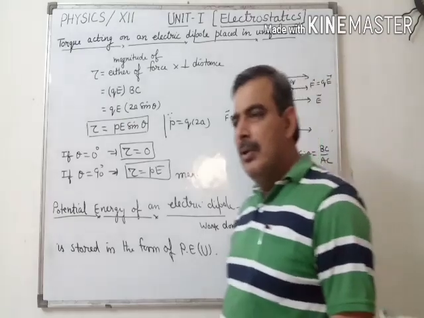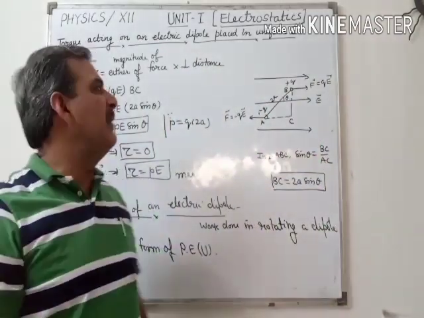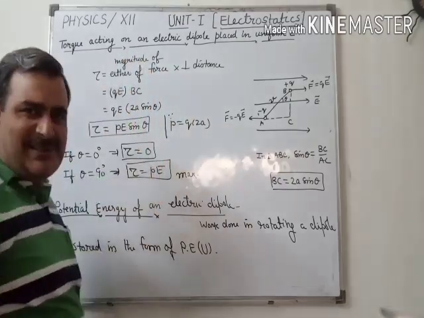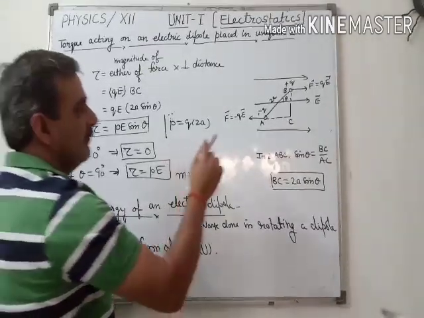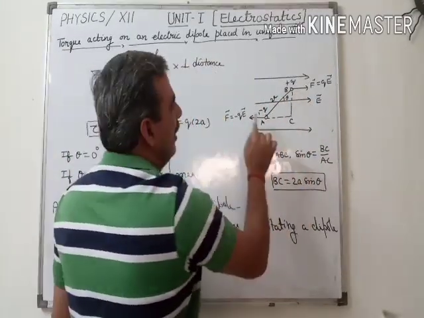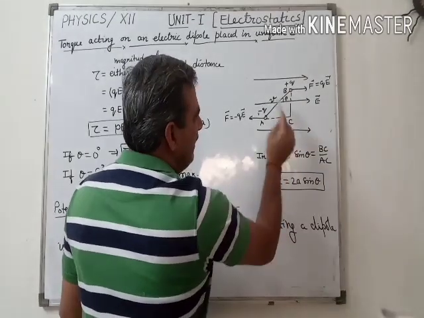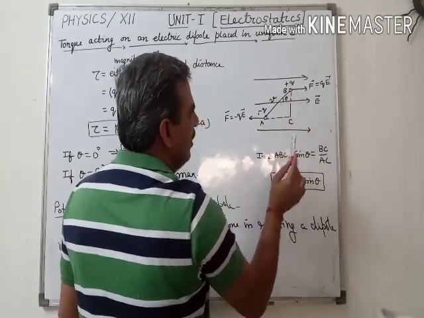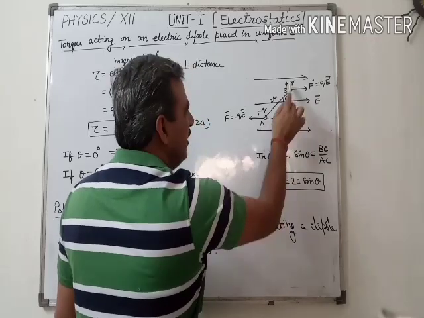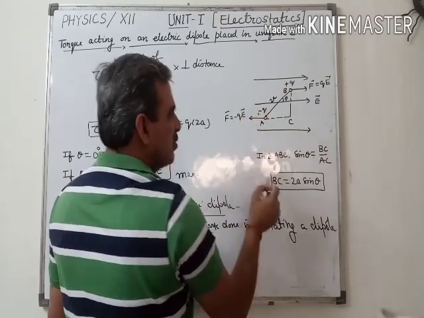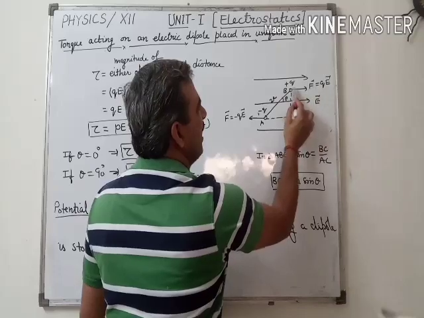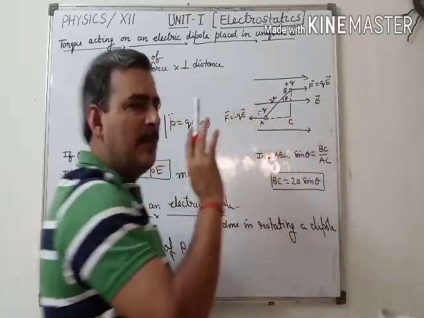As we know, torque is defined as simply the product of the magnitude of either of the forces and the perpendicular distance. From this figure you can easily get this perpendicular distance BC. How? In this triangle ABC, if you use sine theta, if this is theta, this is also theta. Sine theta is perpendicular over hypotenuse. So you have BC as 2a sine theta. This is the perpendicular distance between these two forces. So this distance is BC.